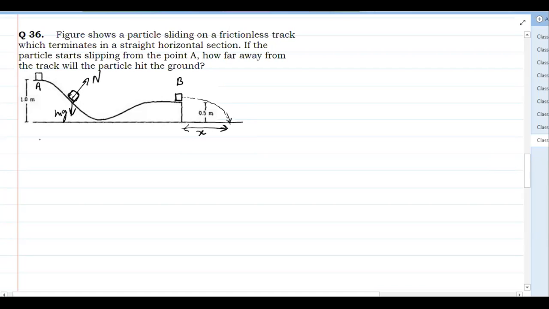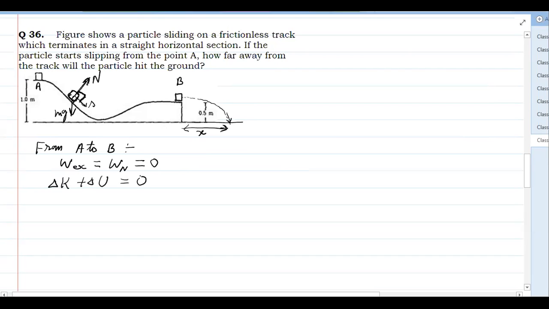So from A to B, we can use the conservation of energy. Why? Because if you see the work done by external forces, we have only the normal force. There is no other external force, and the work done by normal will be 0, because normal and displacement are perpendicular. So if work done external is 0, then delta K plus delta U equals 0.